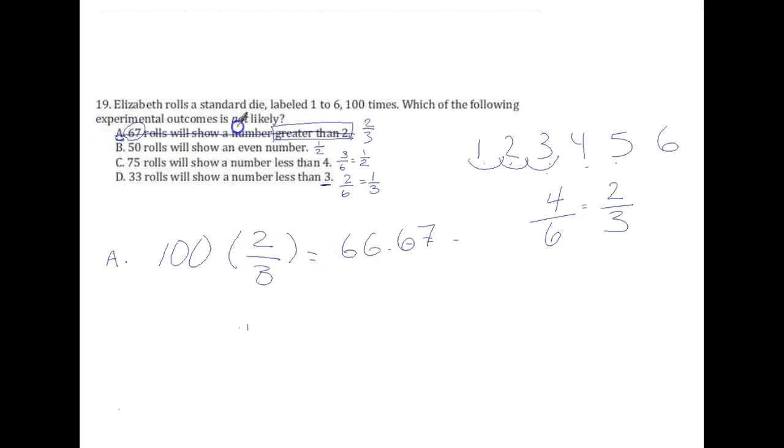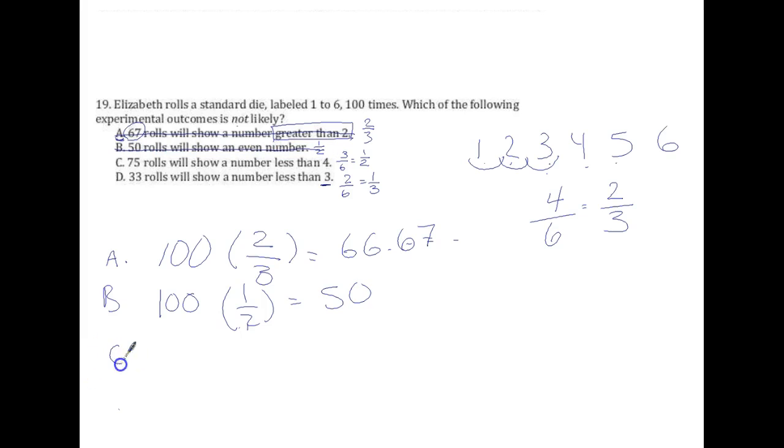Remember, the question says not likely to happen. So A could happen. Let's try B. We're doing 100 times the half. We all know half of 100 is 50. So that's perfect. So that could happen. So it's not an answer.